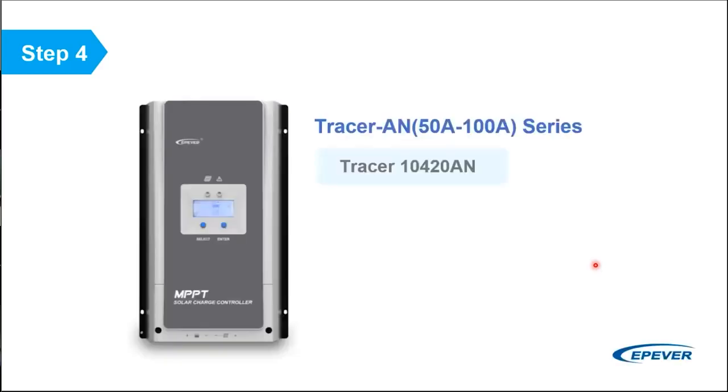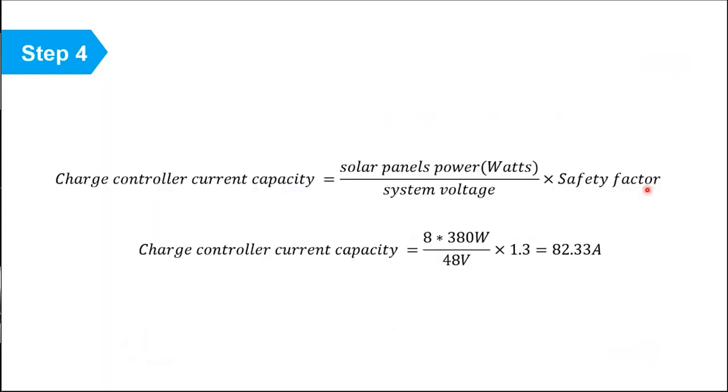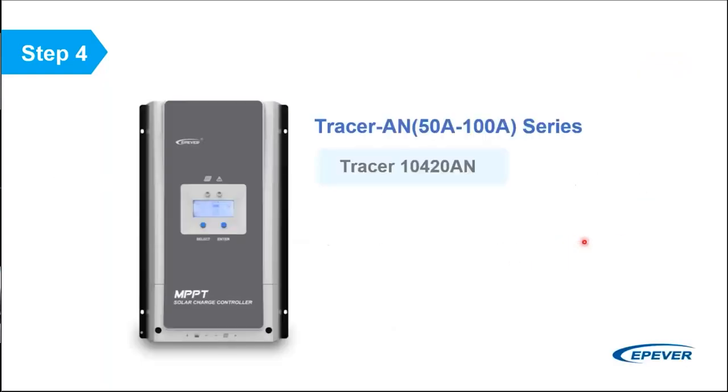So I have chosen, for instance, the Epever Tracer 10420AN. This is a series of Epever charge controllers that is suitable for high power stations, and it's tolerating considerable amounts of energy. If you pay attention to the data sheet of this charge controller, which is here, you will see that its rated charging current is 100 amps. How much do I need? I need 82. So it's already safe.